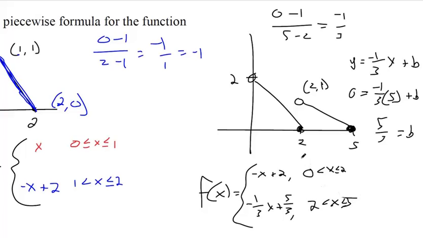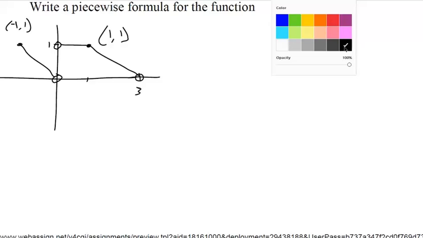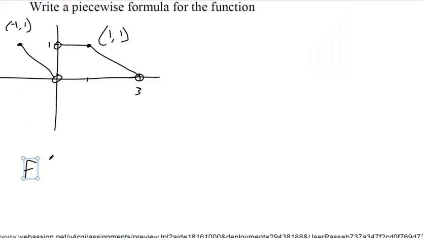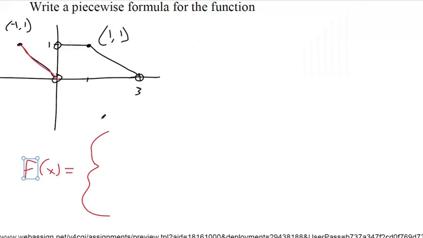So with the piecewise function, you always define where it exists on the x-axis. There's 3 different pieces for this one, so we're going to want to have 3 pieces of our piecewise function. So f of x equals, let's make this one red. No, go back. There we go.